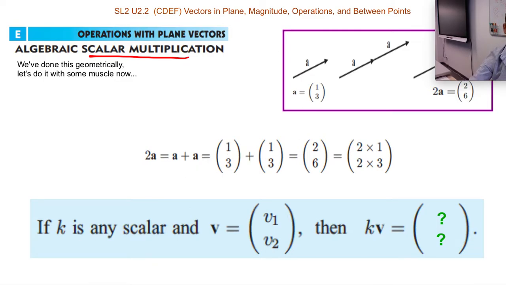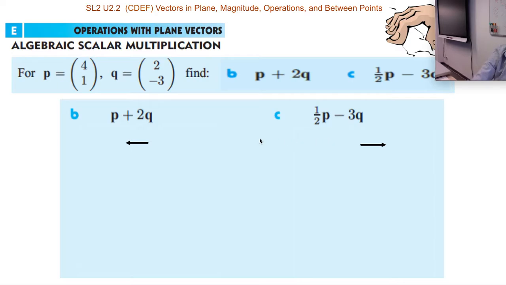Cool. So if k is any scalar and v is this x and y vector, then kv is just going to be the multiplication of k into the x component and y component. All right, so take that idea and try p plus 2q, right? So p plus twice this, and also try half p minus 3q. Pause me and try that out. Go.